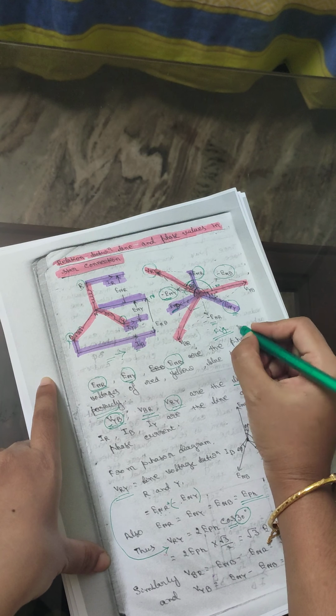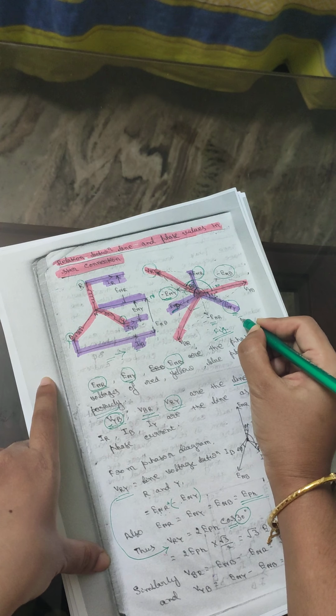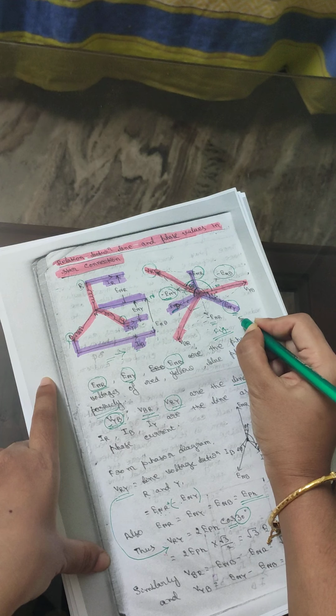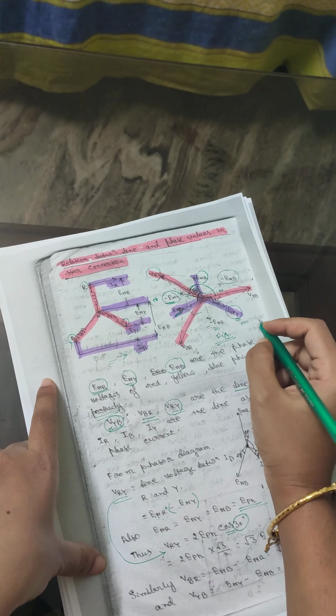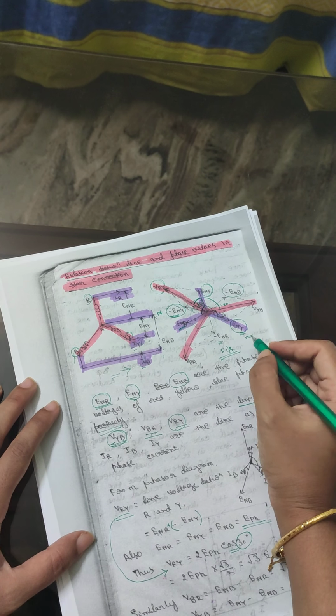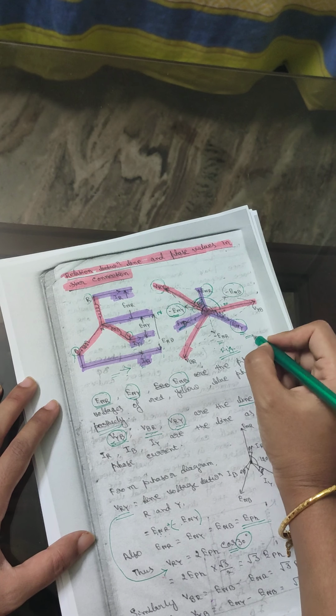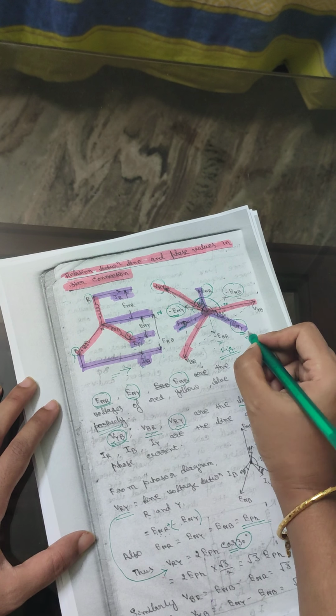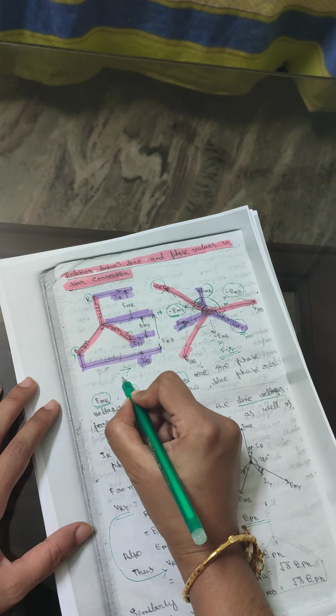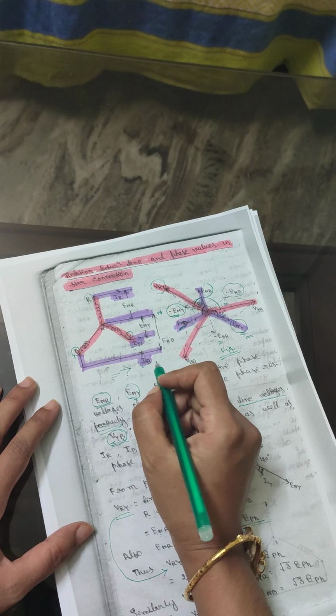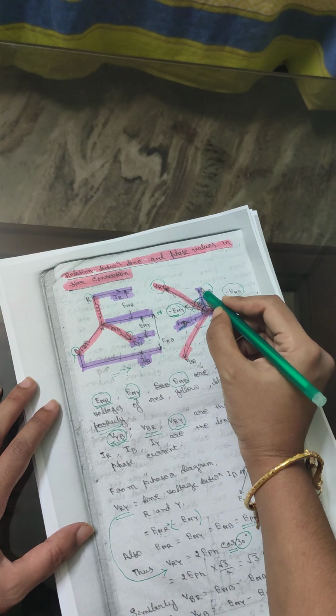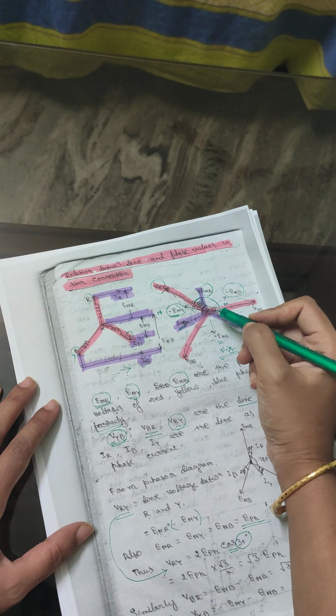Now move to the phasor diagram. Don't just remember the phasor diagram; always remember how we draw the phasor diagram from a circuit connection. This one is very easy. Now I am telling the process of how we draw a phasor diagram.